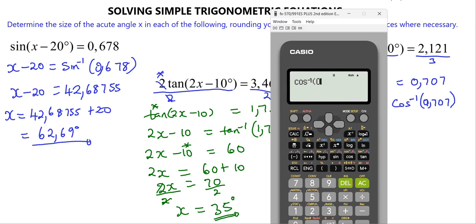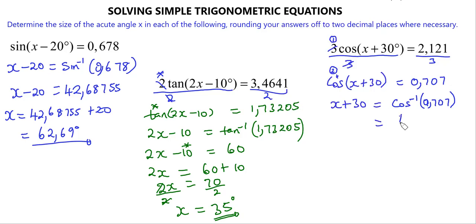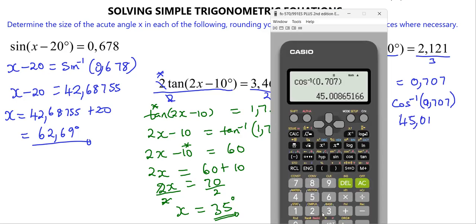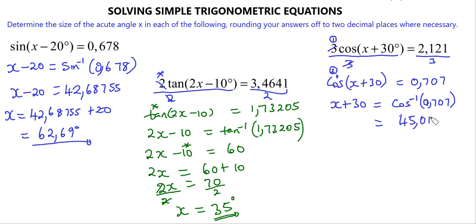Okay, 0,707. We close that. We're going to get 45,01. So it's going to be 45,01. We can just leave it. We can put it 45,0086. Okay, 45,0087 there. Then it's going to be x plus 30.